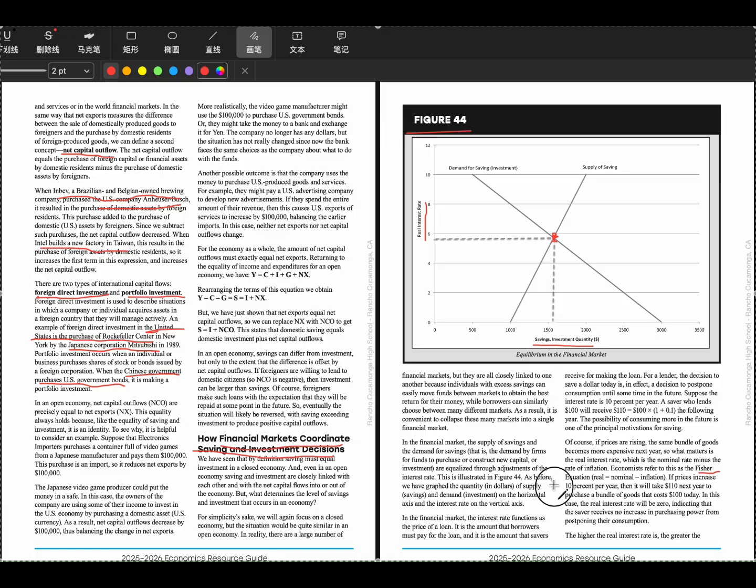Well, let's look at the Fisher equation over here. This is an equation that you have to memorize, although they didn't bold it. Real interest rate equals nominal minus inflation. Now, what does this mean? It's basically the interest rate adjusted for inflation. Why do you need to adjust the interest rate for inflation?